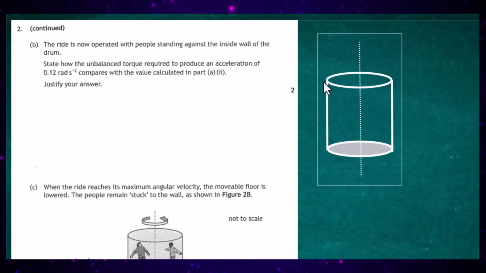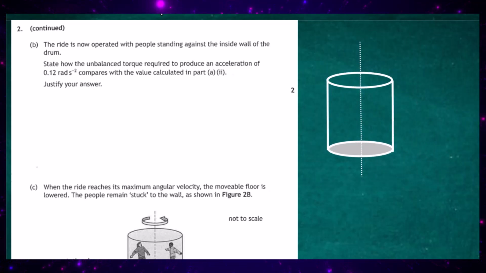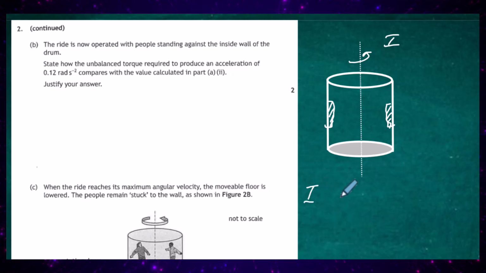Well, here we have the situation. We have got the drum, which as we know is rotating round like that, and it's got a moment of inertia of I. But when you have people who have mass at the side of the drum like that, then what's really happening is you're increasing the moment of inertia. So the moment of inertia I has increased.